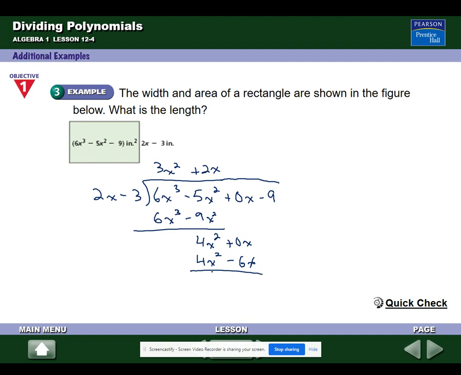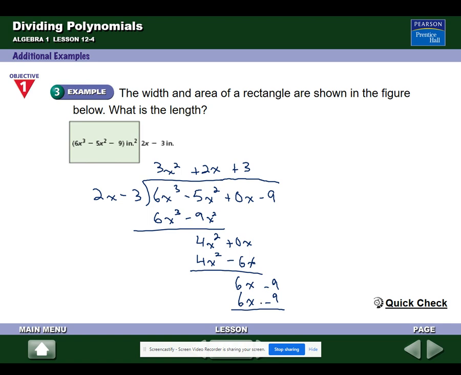And subtract down. Here's 0. 0x minus negative 6x would be 6x. Okay? And then we bring down the negative 9. Then finally, we're going to ask ourselves, how many times does 2x go into 6x? Well, that would be plus 3. 3 times 2x is 6x. 3 times negative 3 is negative 9. Look what happens. 6x minus 6x is 0.